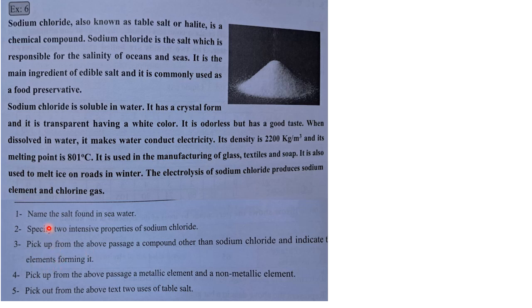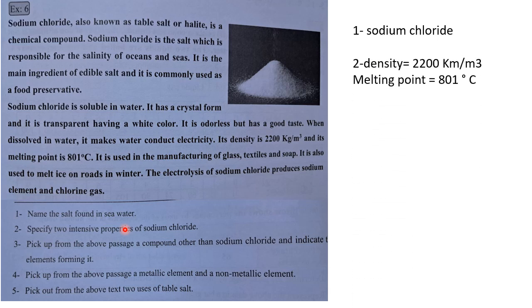Part 1. Name the salt found in seawater. It is known as sodium chloride. So it's sodium chloride. Specify two intensive properties of sodium chloride. Intensive means this property doesn't depend on the amount of matter, right? So the two intensive properties of sodium chloride: its density and its melting point.